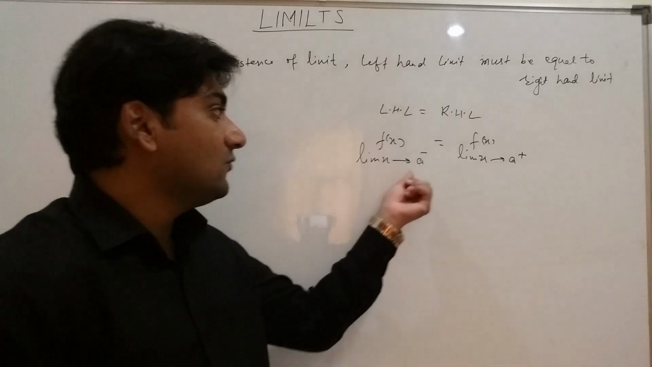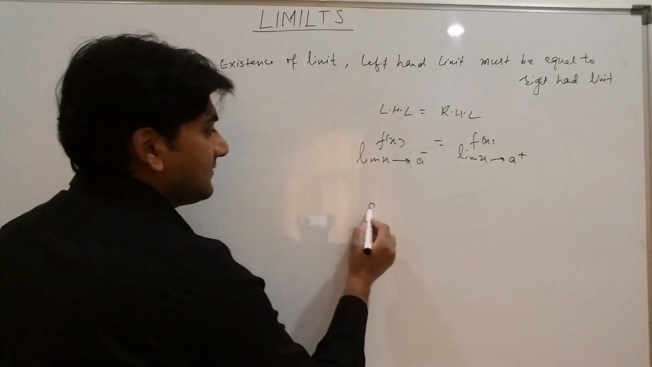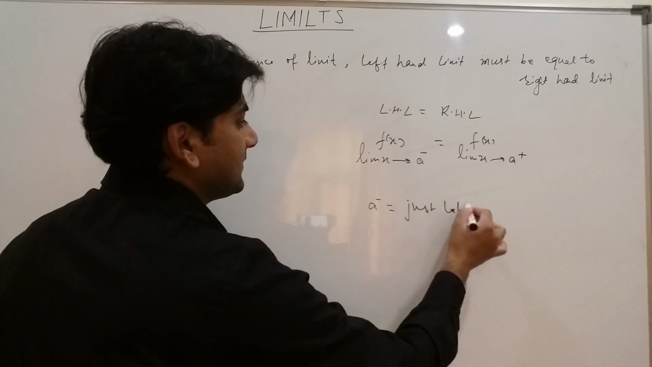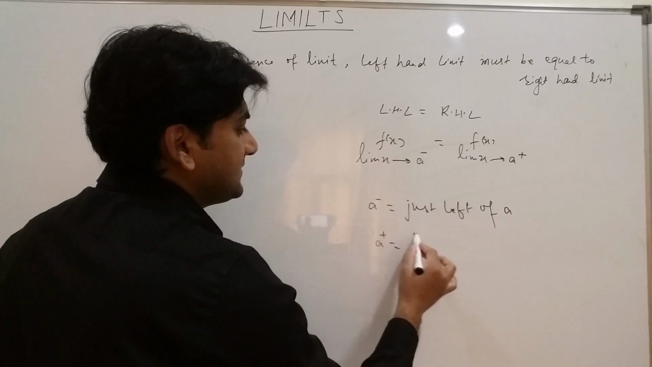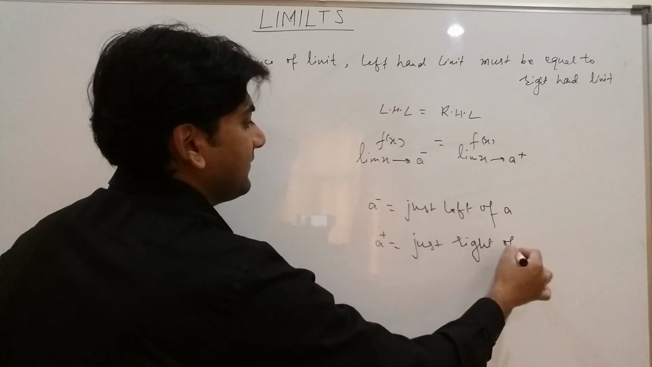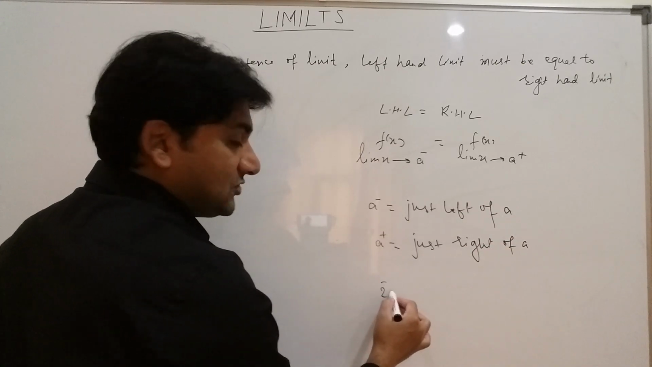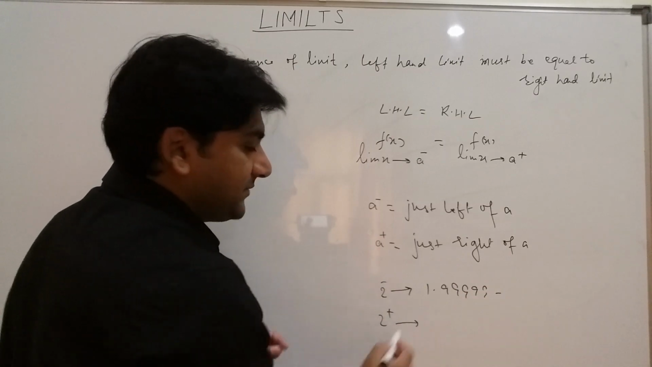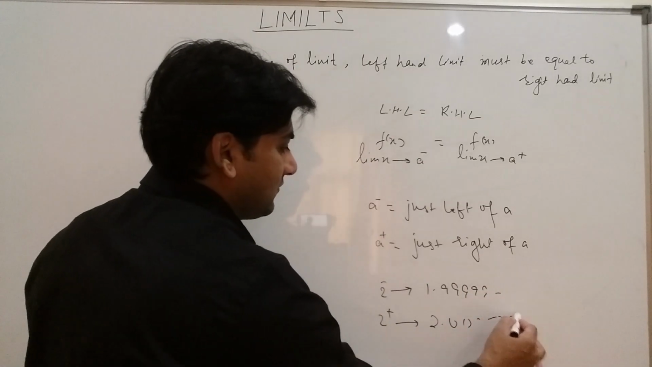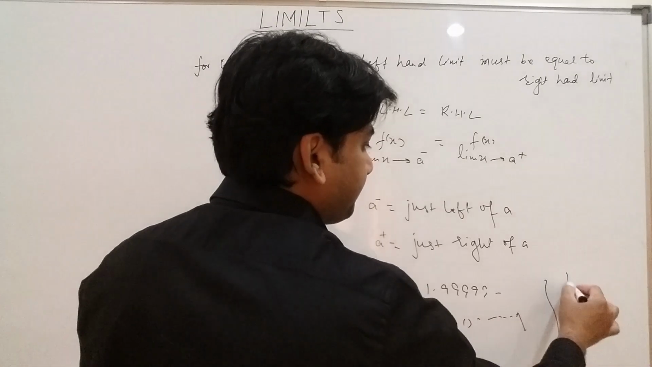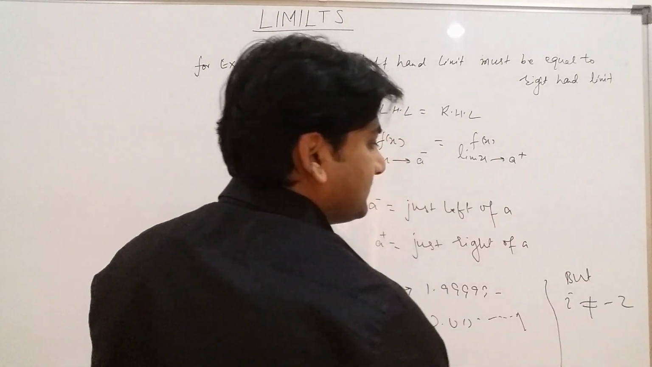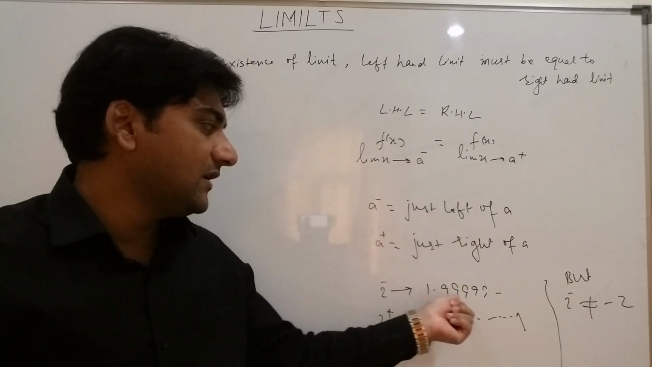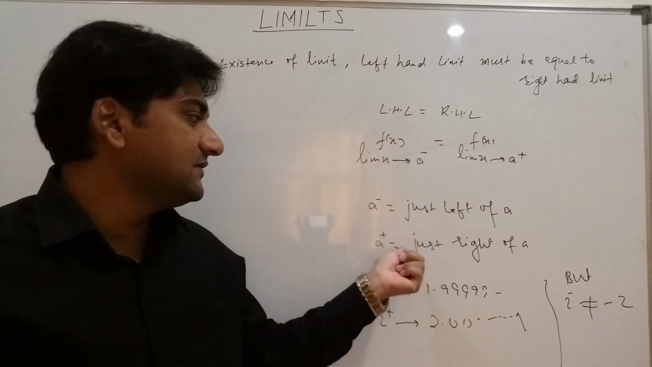So we will understand what is the meaning of a negative. A negative means just left of a, and a positive means just right of a. So it means 2 negative means 1.9999, like that, just left of 2. 2 positive means just greater than 2, like 2.00001. But 2 negative cannot be minus 2. You have to understand this. 2 negative cannot be minus 2. This 2 negative, 2 positive is the presentation. How to write 1.999? Just left of a you want to write, then a negative; just right of a you want to write, a positive.